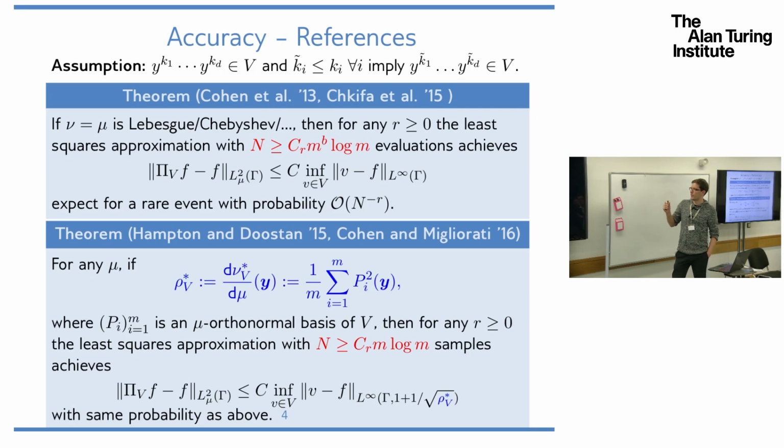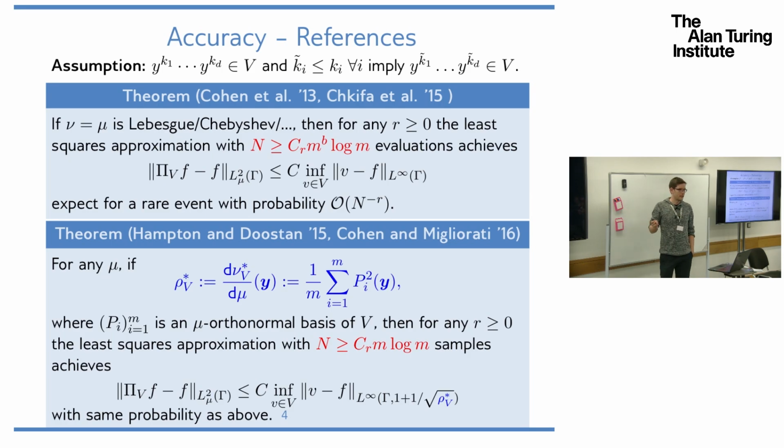And now this is the specific result, which I state under the assumption that the polynomial space is downward closed. It's a sufficient but not necessary assumption, and it just means that if you have one monomial in your subspace, and another monomial whose degree is smaller in each component, then this one is also in your subspace. In this case, you get this first result: if you use the underlying probability measure to generate your samples, then you get m to the power b times log m behavior. Quasi-optimal means that your polynomial approximation is as close to the function you're interested in as possible in your polynomial subspace, up to a constant c, and it's important that this constant c is independent of the number of parameters and independent of the subspace.